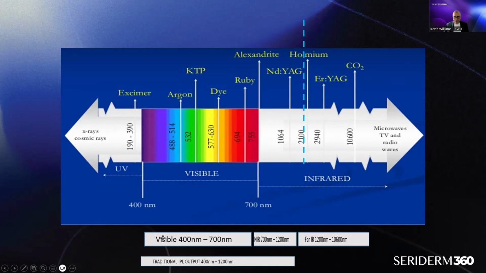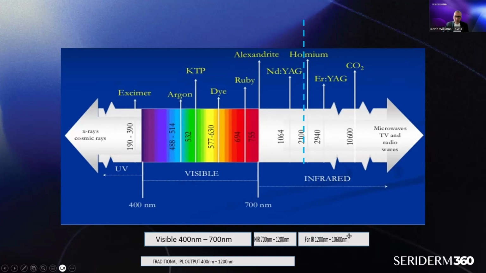Your visible light from 400 to 700 and your near infrared 700 to 1200 are called color absorbing wavelengths. So the light between 400 and 1200 are color absorbing wavelengths. When we go over 1200 nanometers, the absorption in water takes over. So light above 1200 is water absorbing wavelengths.